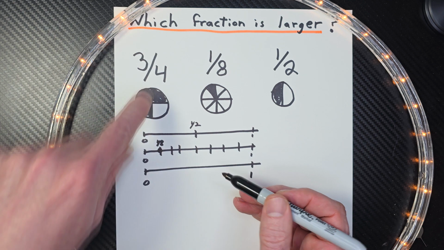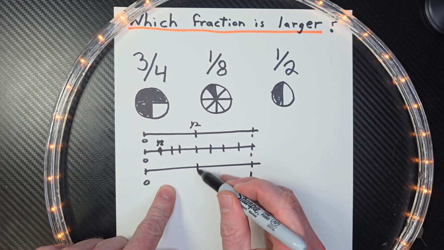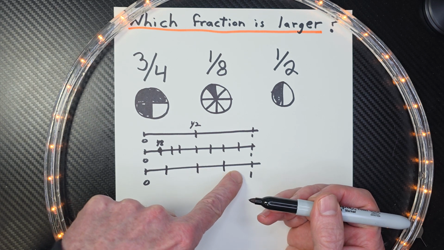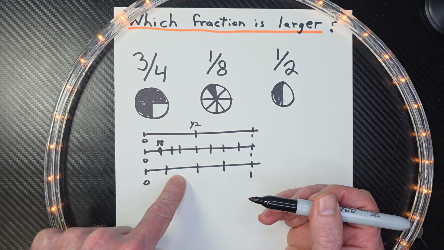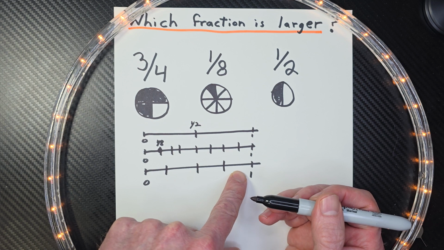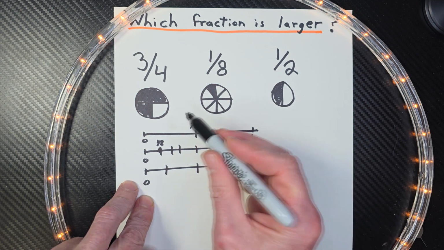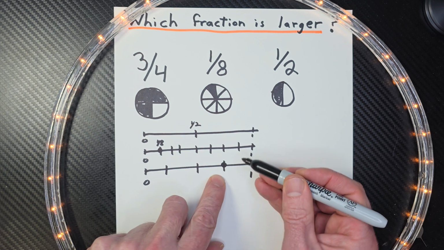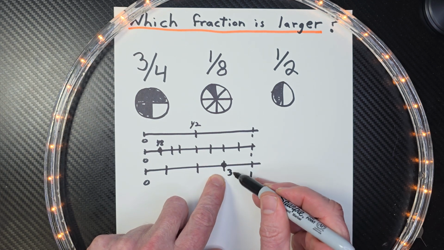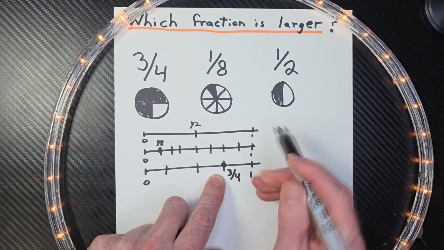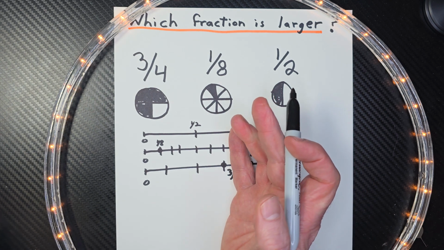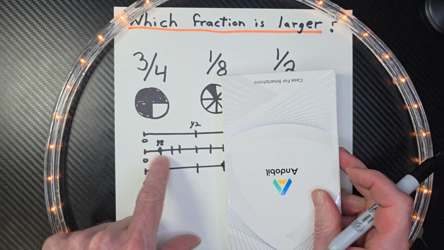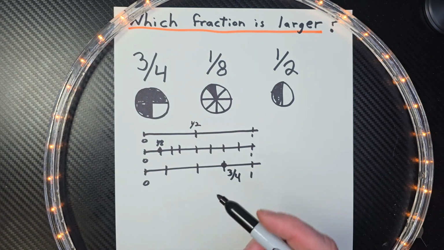So I need to divide my line into 4ths. So here's 1/4, 2/4, 3/4, and 4/4. Okay. And so my 3/4 is right here. So this is 3/4. So you can see that 3/4 is bigger than a half and 1/8. So that's one way you could do it.